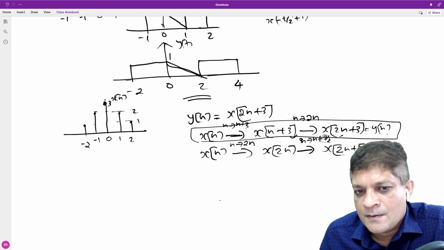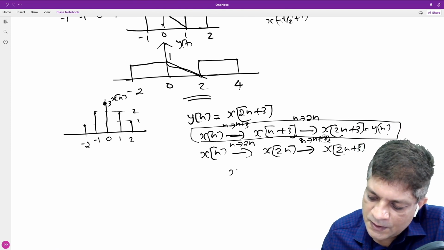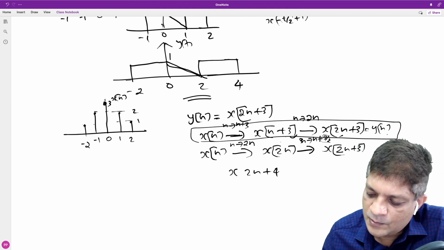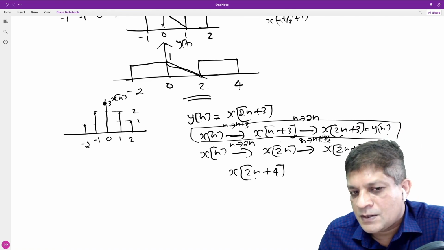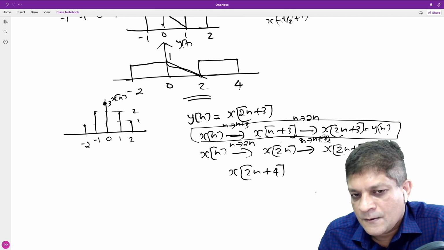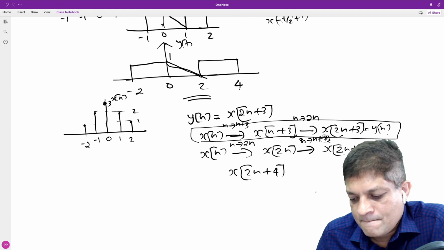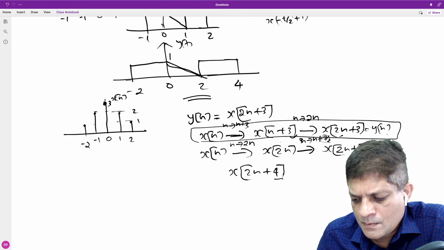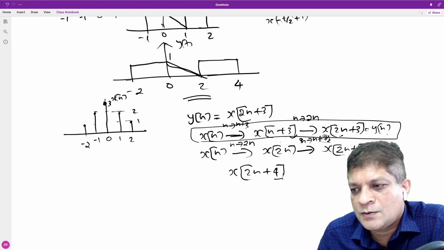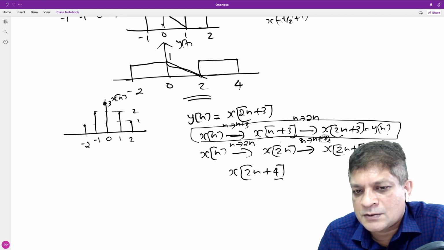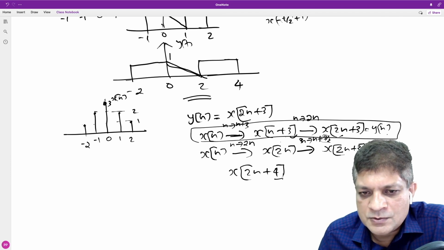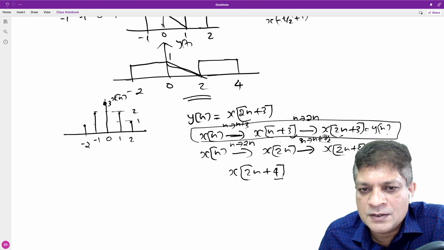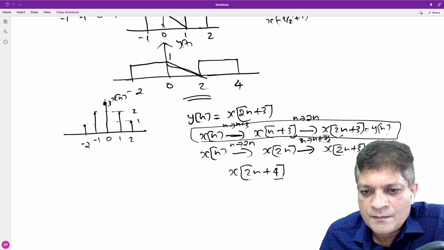In some cases, for example x[2n+4], can we do it in any order? Sir, why can't we shift by fractional values in discrete time? Fractional shift is not defined for discrete time signals because the domain of that function is integers. It is defined only for integer values.